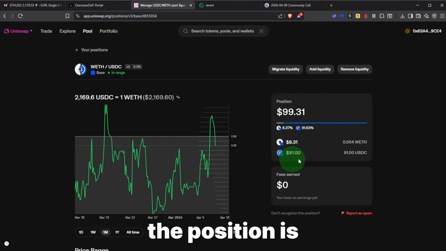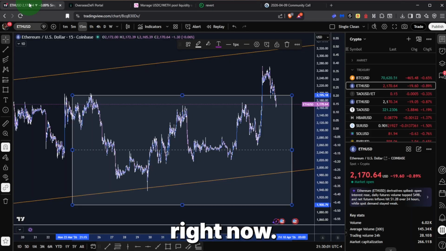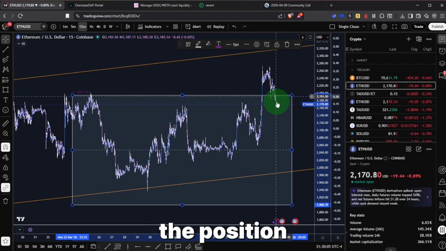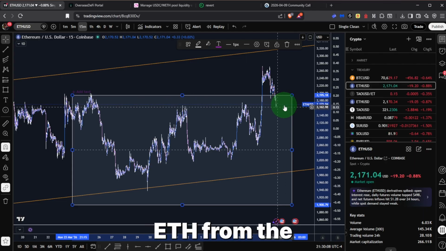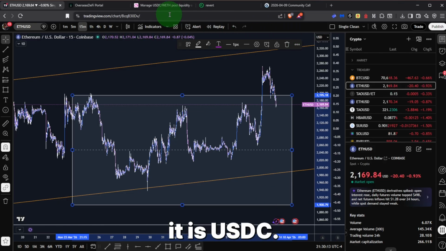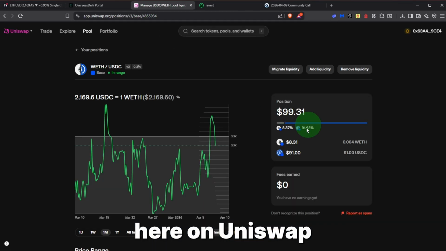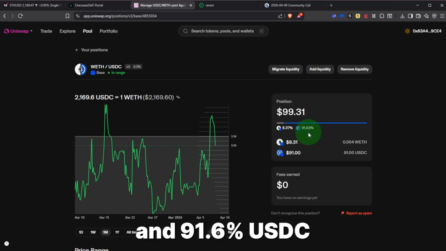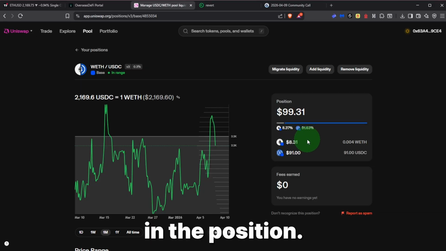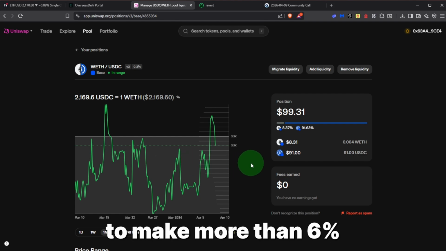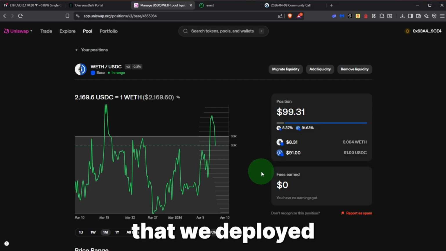You can see the position is still in place. Right now, the price is dipping back down into the range. So you can see the position has a little bit of wrapped ETH from the current price up to the top of the range, and the rest of it is USDC. You can see that here on Uniswap, about 8.3% ETH and 91.6% USDC in the position. So it's still there, still generating fees, and we're on track to make more than 6% per month on the capital that we deployed into this position.